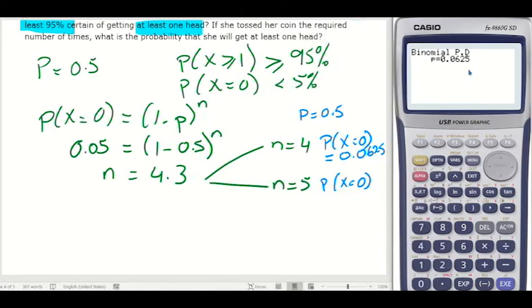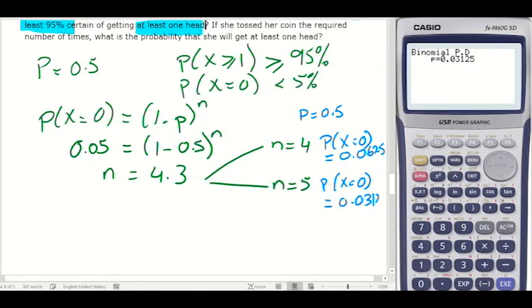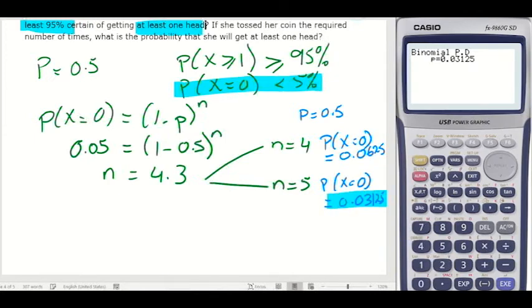If, however, I had a sample size of 5, then that would give me a probability of no heads of 0.03125. So now I need to decide from those options which of them gives me the probability of no heads being less than 5%, and that is this one when n is equal to 5. So we can say therefore n equals 5.